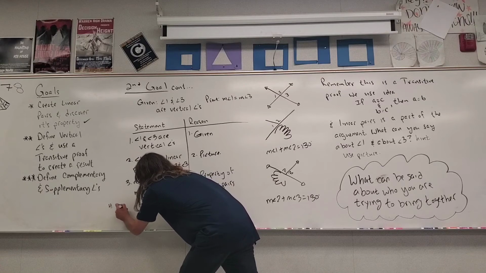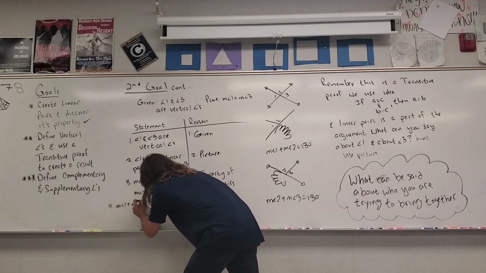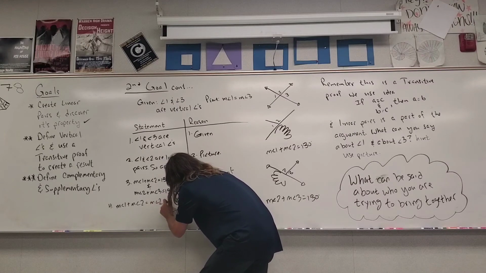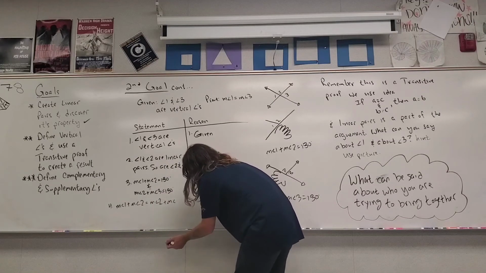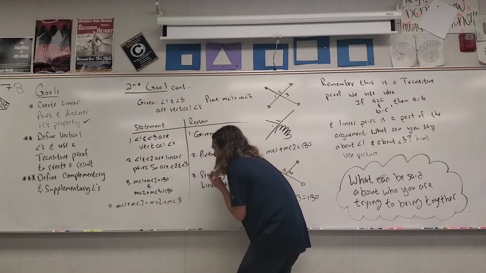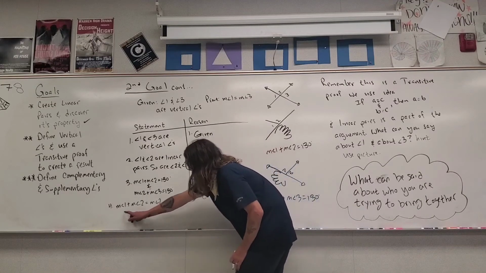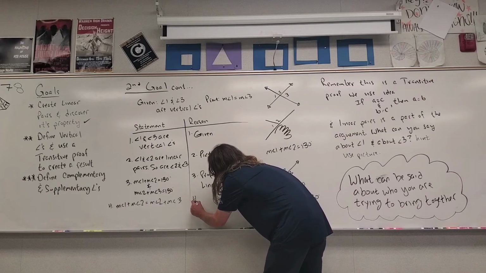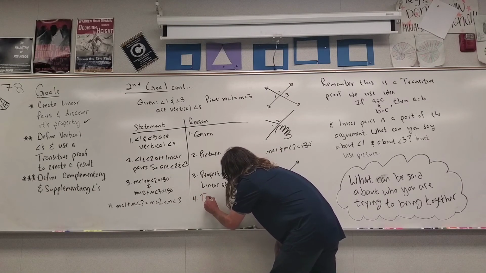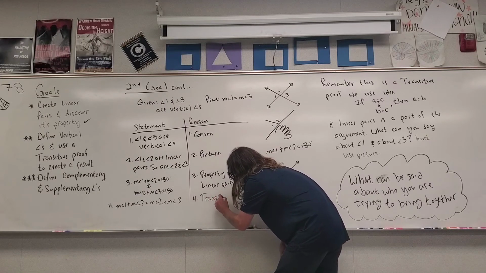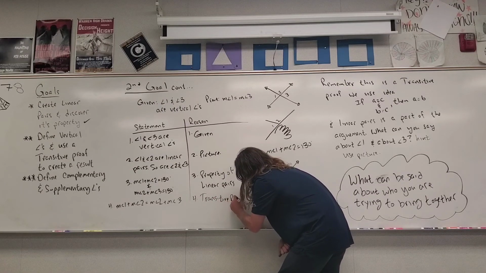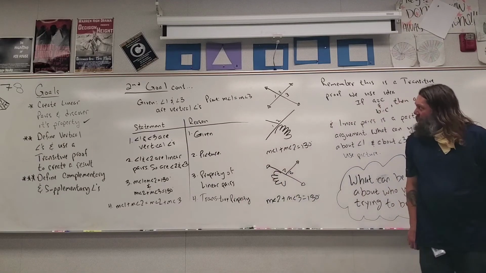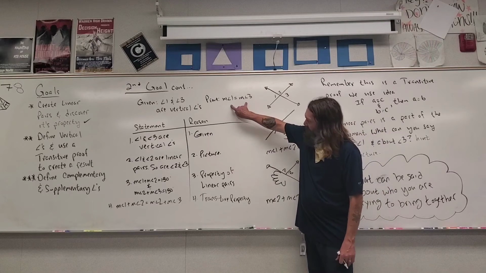So I can say the measure of angle 1 plus the measure of angle 2 equals the measure of angle 2 plus the measure of angle 3. And I can say that this is true because of the transitive property. Okay, we got one more step and we get to our result that we want.